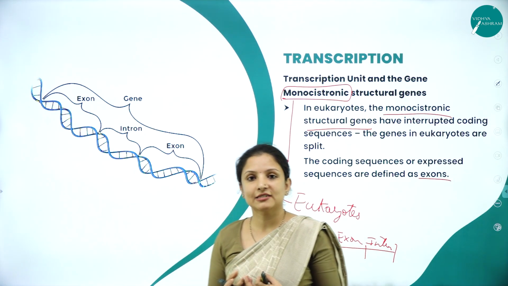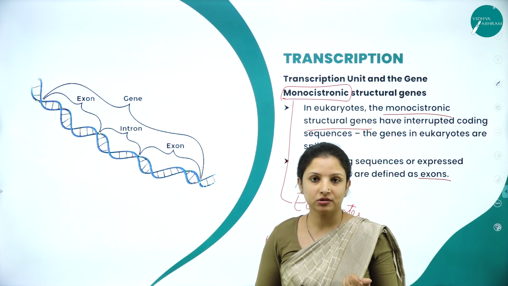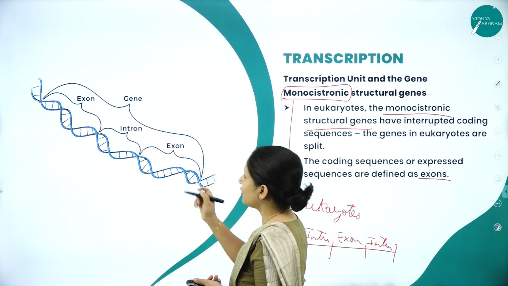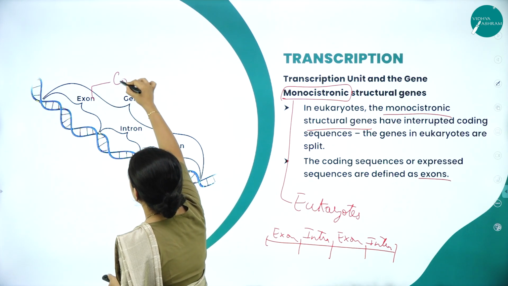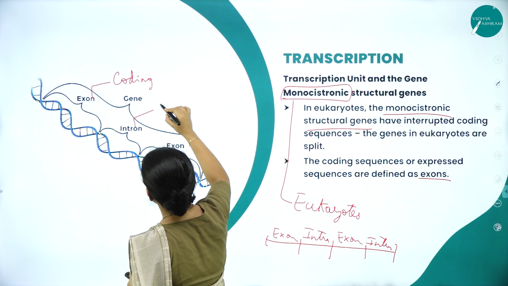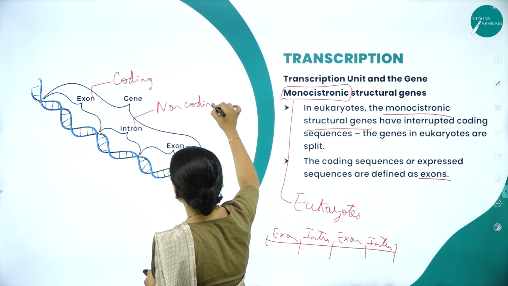So how all that takes place, we will study separately. Before that, you need to know what exons and introns are. That is why I've put this slide here. Exons are the coding sequences or coding genes. Introns are the non-coding genes. So non-coding genes need to be removed.